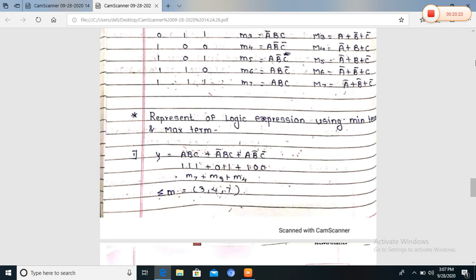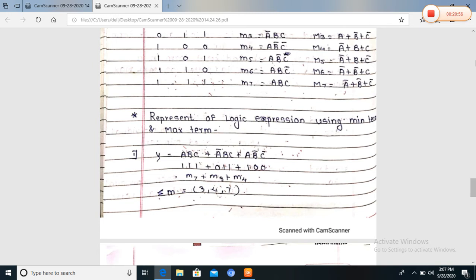So what is a minterm? Each individual term in a standard SOP expression is called a minterm. So this expression is a standard SOP expression, and each individual term is represented as a minterm. So this first term A, B, C is a minterm. A bar B C is a minterm. A into B bar C bar also is a minterm. So in a standard SOP expression, the terms are represented as minterms.